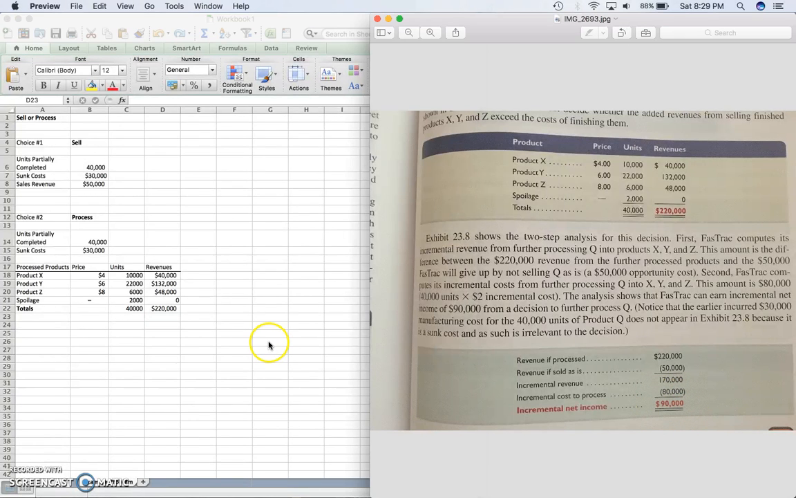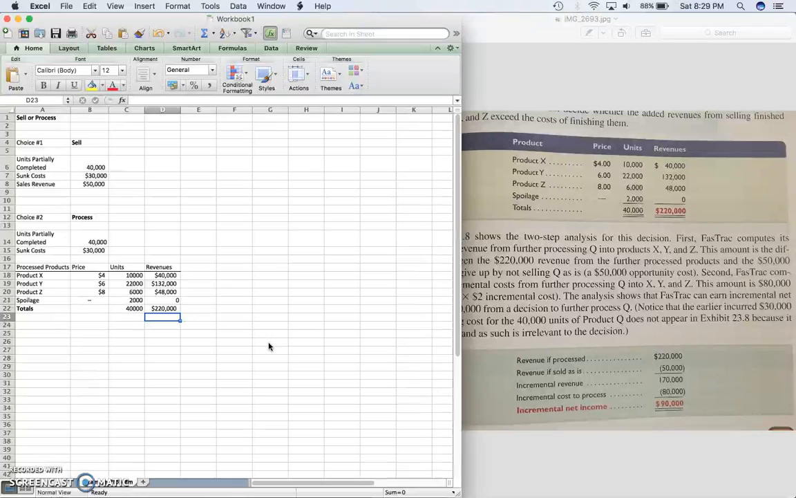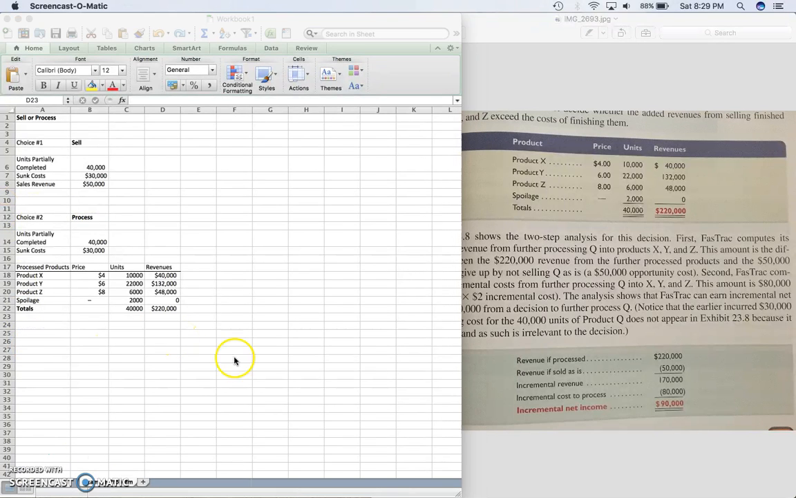As we can see, 90,000 is still a lot more than 50,000. So in this situation, Fast Track should choose to process further. Something really quick to remember is that we don't have to list the sunk costs in our costs, I don't think, because they're already gone. They're not necessary in this equation. But it's good to know about them so that we don't add them in later. And that's it.